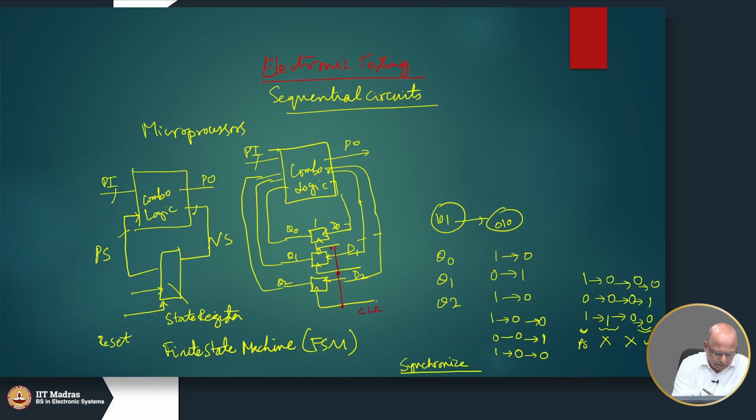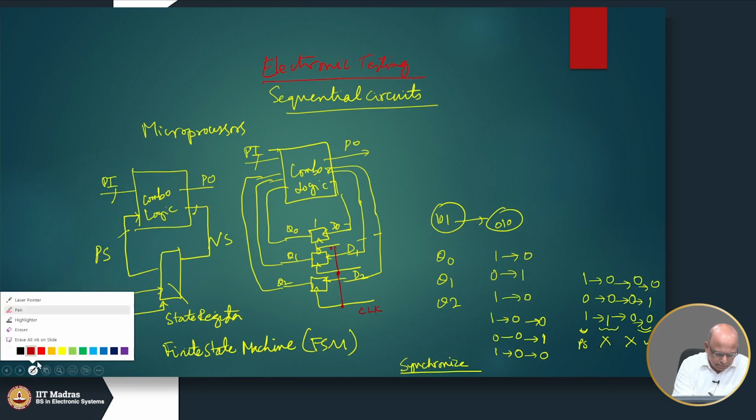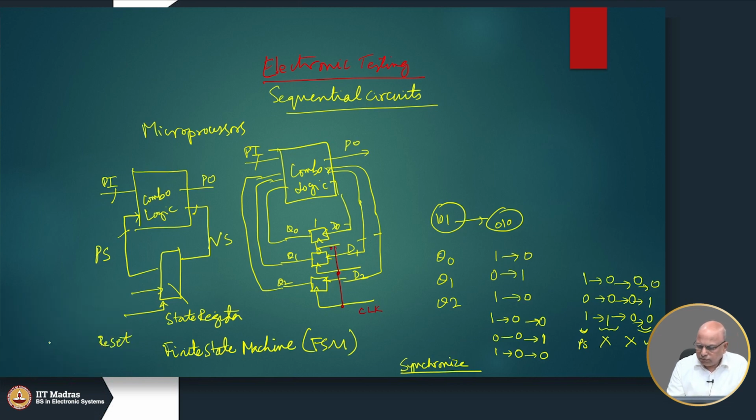So, the idea is that even though Q0 may change, once upon a time they used to design what are called asynchronous circuits. So, D0 will be directly connected to Q0, D1 will be directly connected to Q2, and so on.